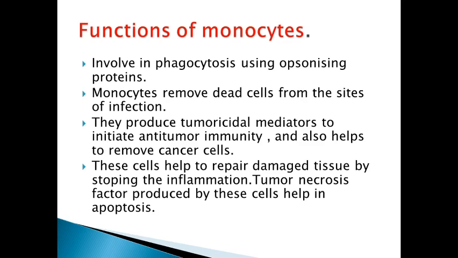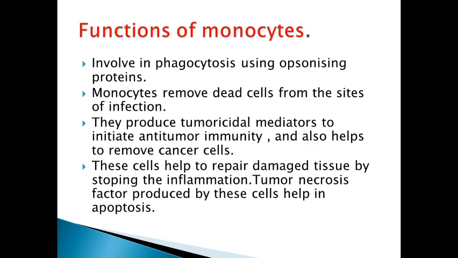Whenever there is a tumor development or cancer development, whatever immunity is seen is also due to the participation of monocytic cells, because monocytes produce certain mediators which are tumoricidal mediators, and these mediators initiate anti-tumor immunity. Whatever immunity is seen against tumor development is due to monocytes, and that is why you can say that it is one of the functions of monocyte. It also helps to remove the cancer cells. This is a very important and significant function of monocyte. Whenever there is a development of cancer or tumor, the cells should be removed.